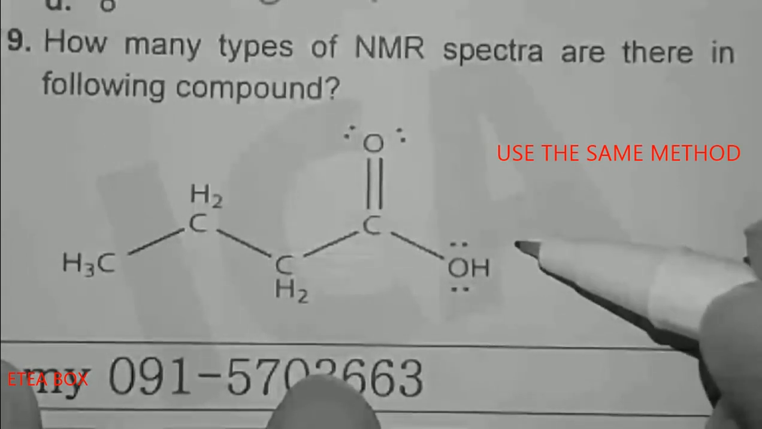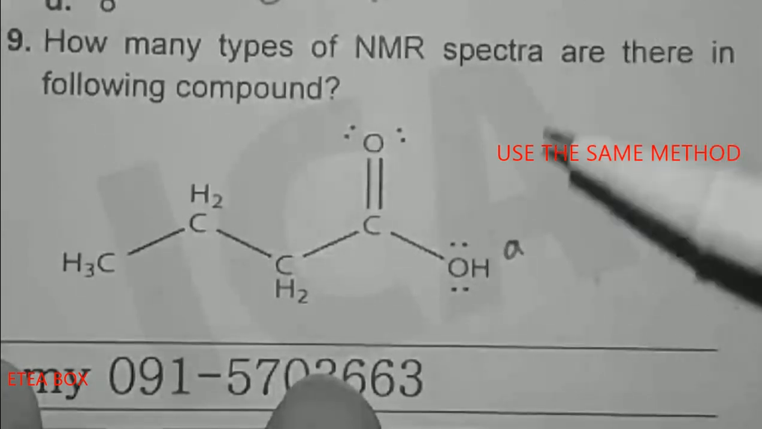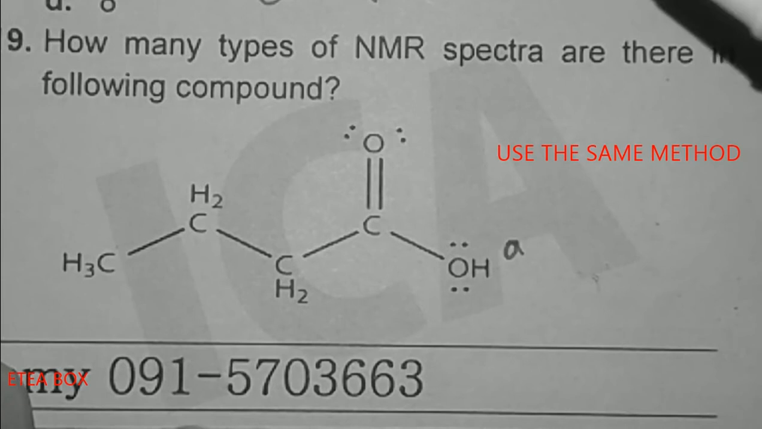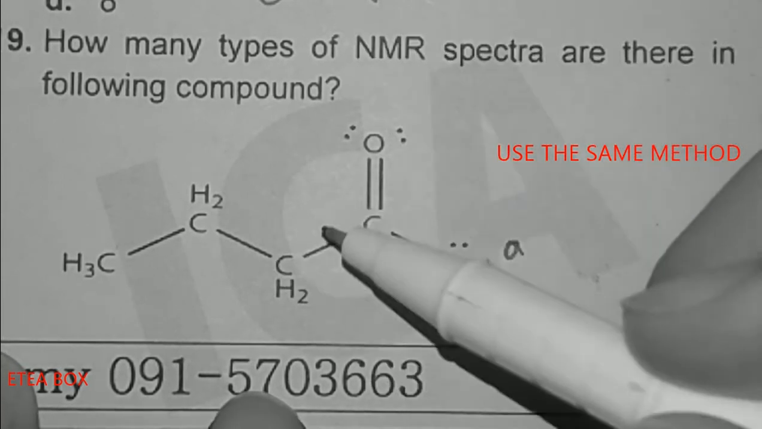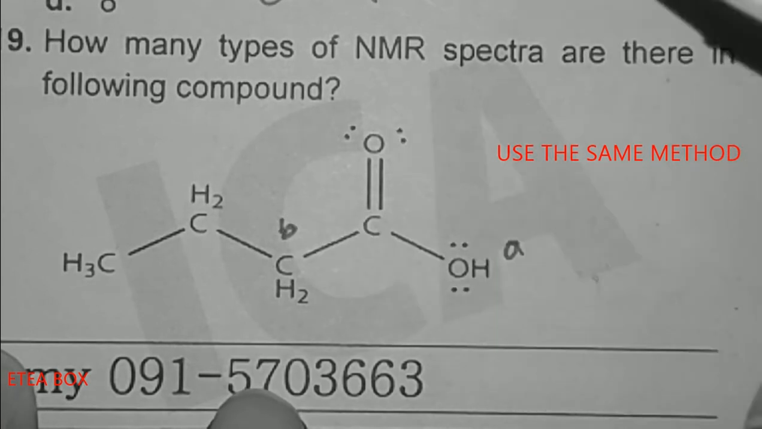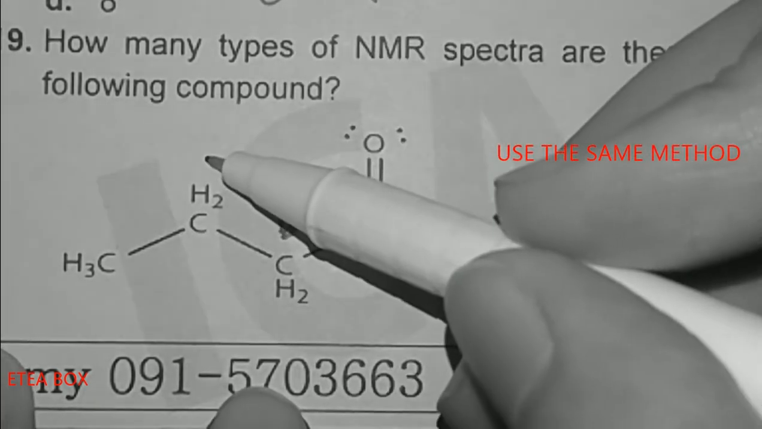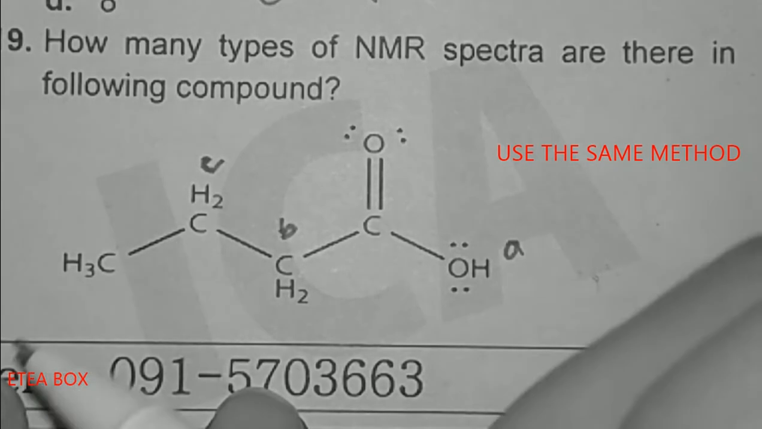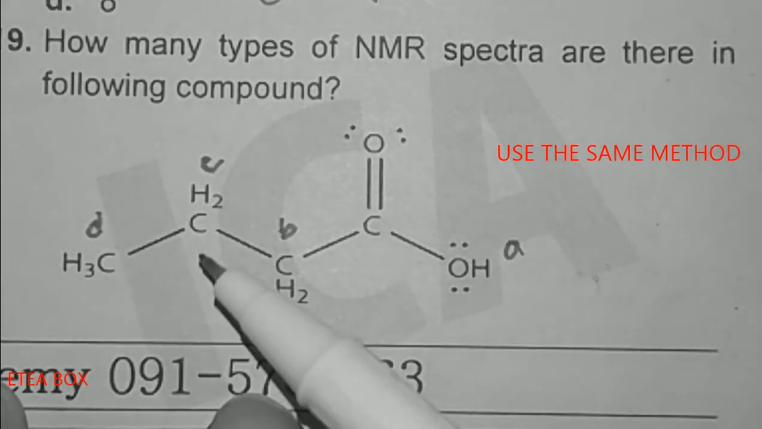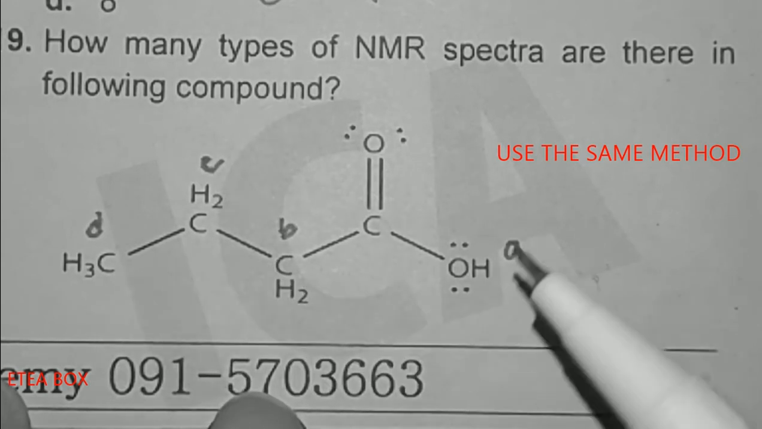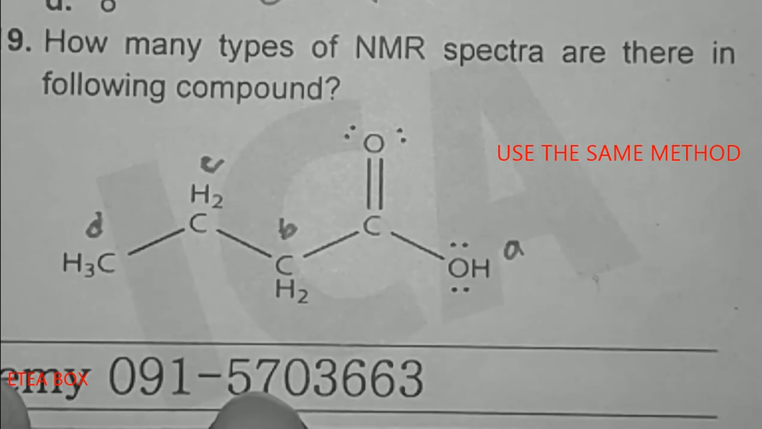The first one will be this one, A. Now look here, when we replace any hydrogen here, it gets a different name, so name it B, and here name this one C, and this one will get the name D. By replacing any hydrogen in this compound, you get a different name. That is a short trick for finding the peaks. So you will get 4 peaks in this compound.